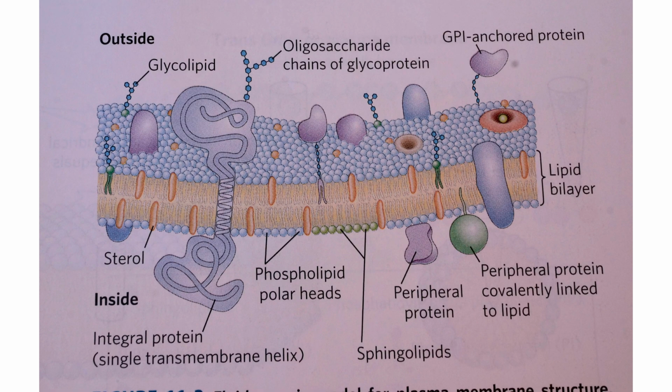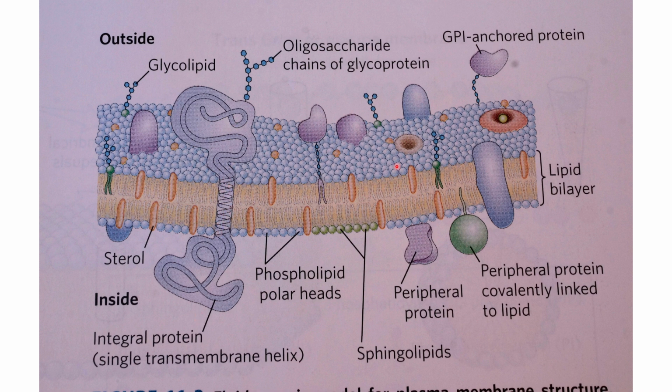So the schematic is shown right here. You've got the outside and the inside of the cell, the bilayer here. Glycolipids can dot the surface. These are the type of moieties you see in blood typing. You can also have oligosaccharide chains of glycoprotein and an integral protein with a transmembrane helix that occurs right here.